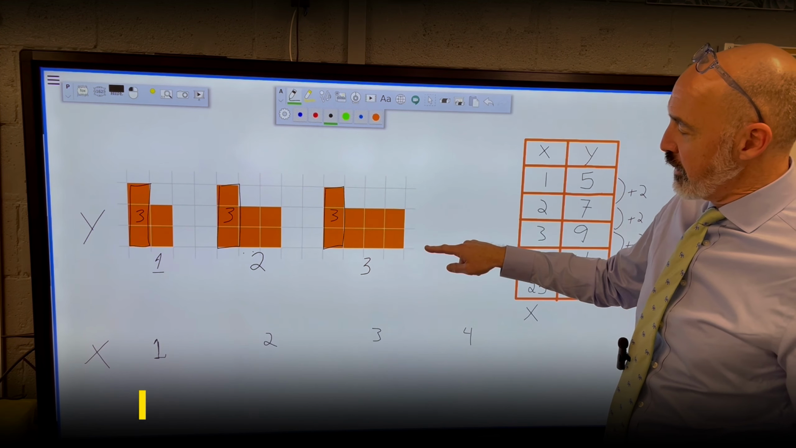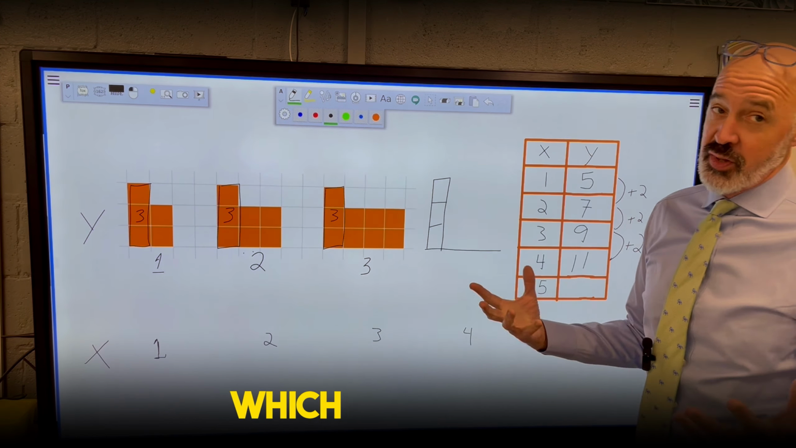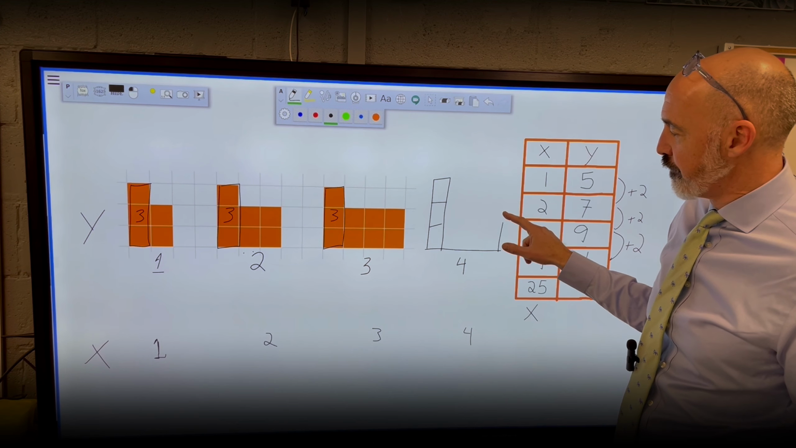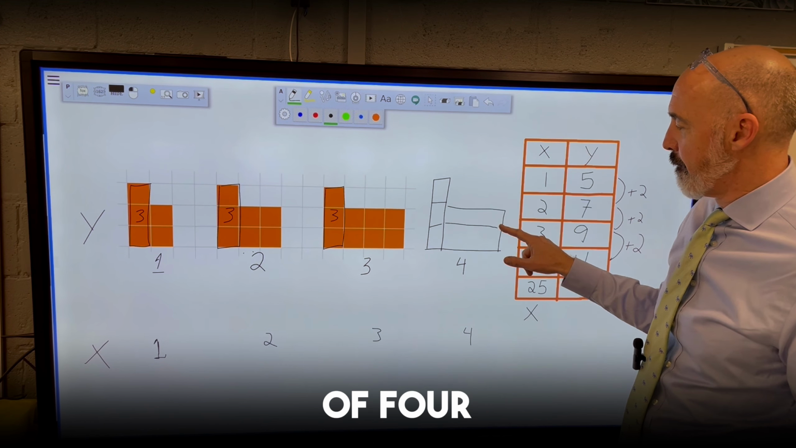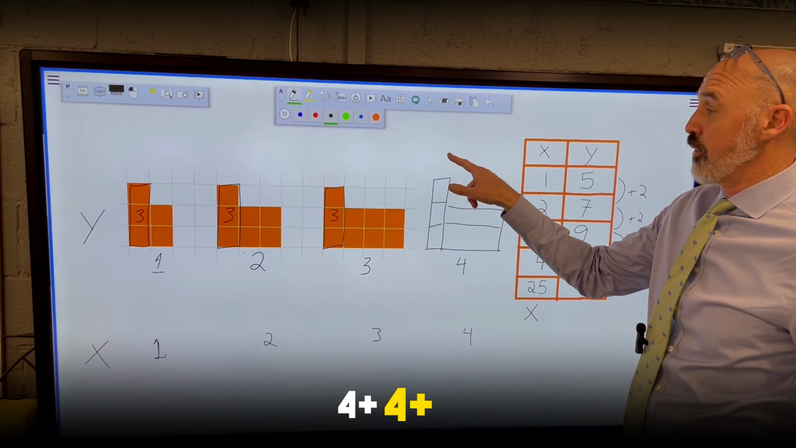So here I could probably draw my 3, which is constant. And then here it's going to be 2 rows of 4, right? And that's where 11 comes from. 4 plus 4 plus 3.